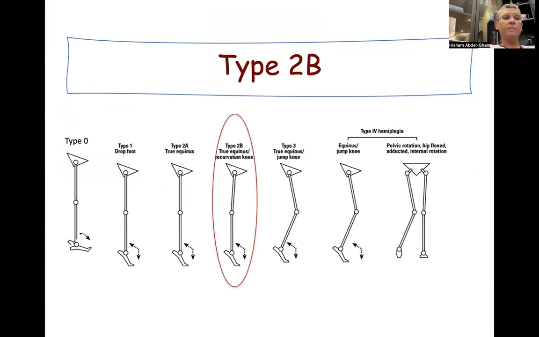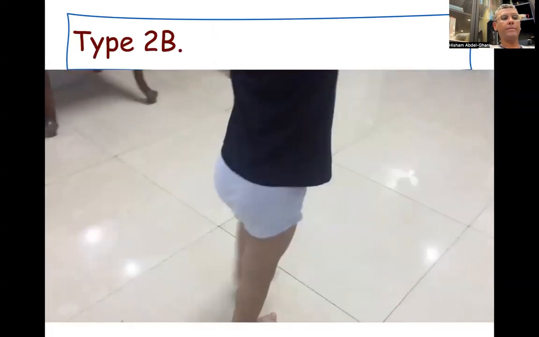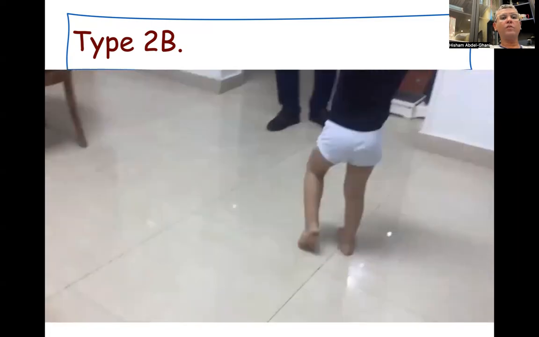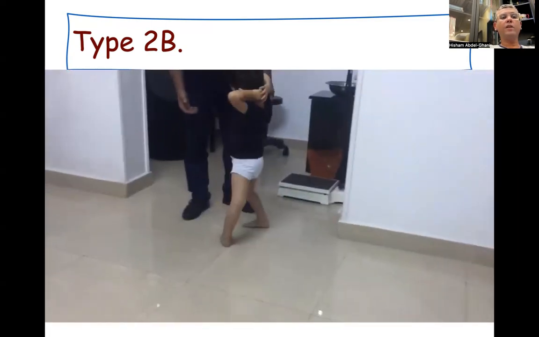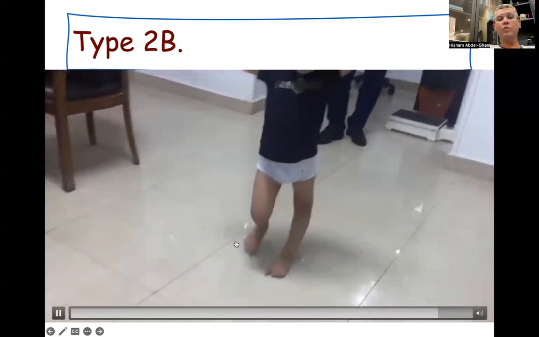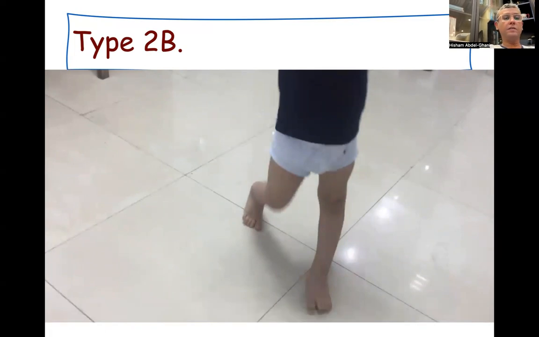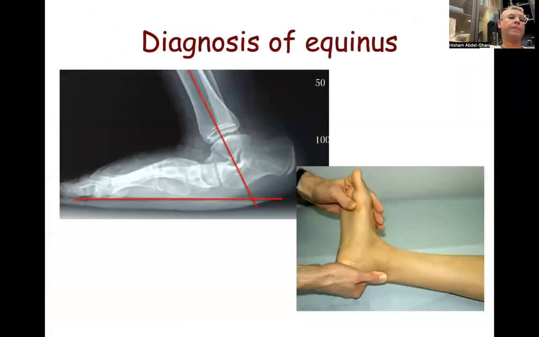Type 2B is equinus causing recurvatum of the knee, like this child, look, with prolonged equinus deformity, he developed severe recurvatum of the knee, and this is secondary to equinus deformity. It is not a pathology of the knee. Sometimes this develops after lengthening of the hamstring and missing plantar flexor contracture in these patients.